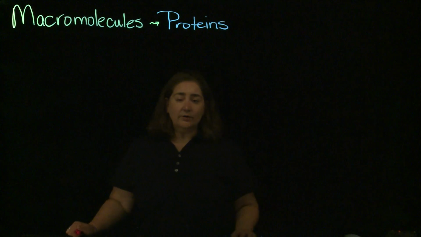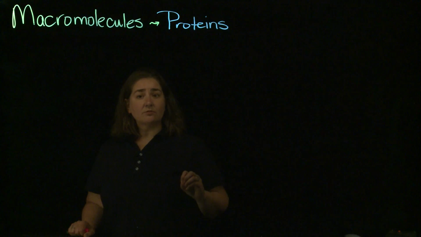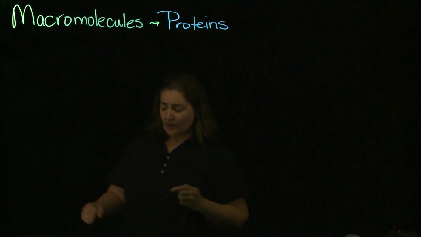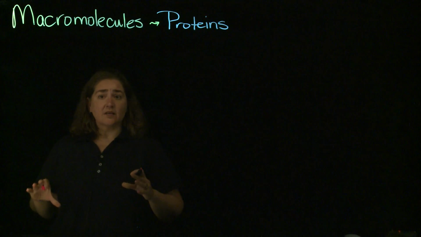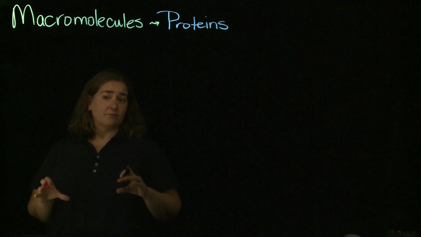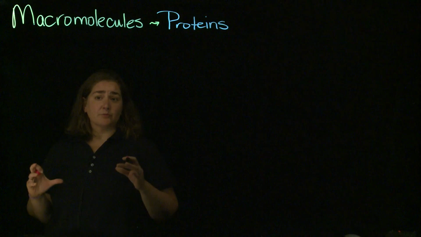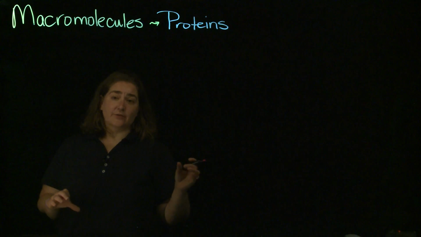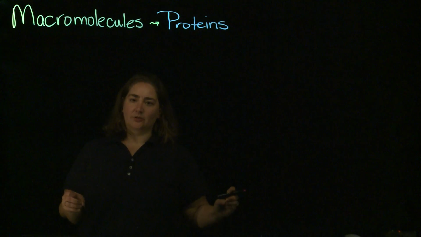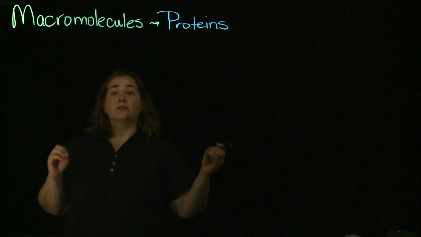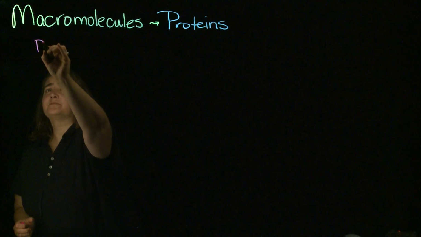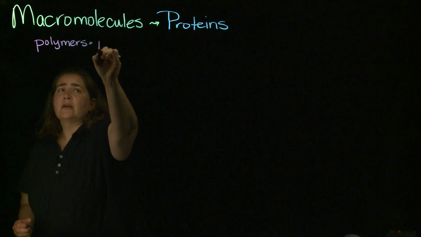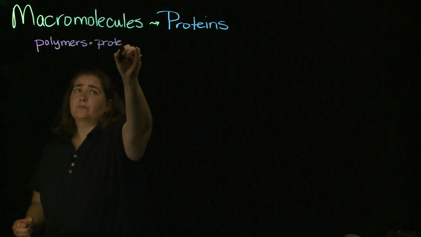Hello and welcome back. We're going to continue talking a little bit about protein and protein structure. We talked last time about the monomers that make up proteins, and those monomers are the amino acids, and those amino acids are linked together to make longer polymers. It's the longer polymers that make up our proteins.